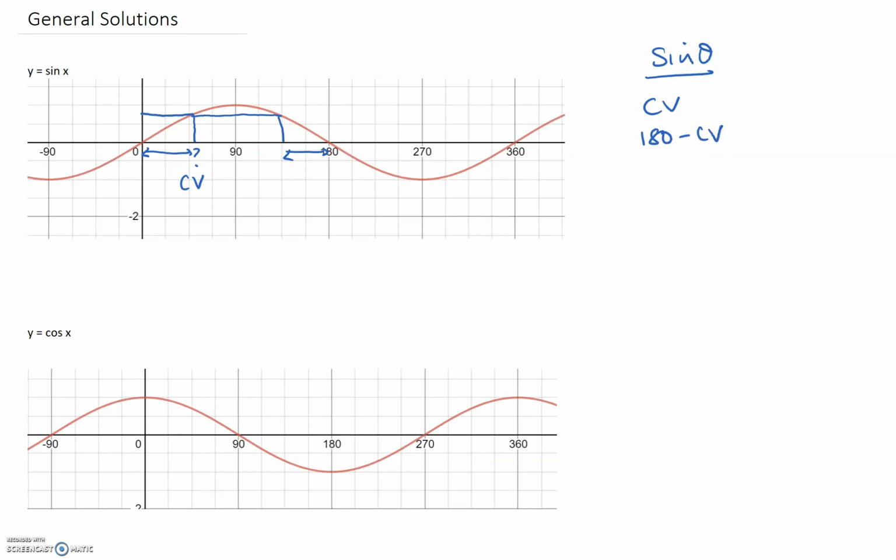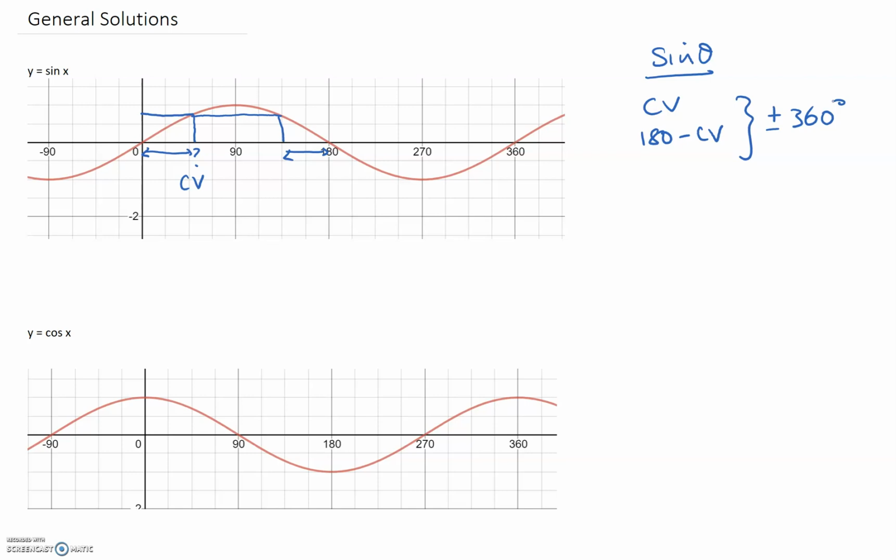But one important thing about all the trig curves, or at least the sine curve, is that it repeats every 360 degrees. So with both of these, I can add or subtract multiples of 360, and I'll get even more solutions. That totally depends on whatever the range is in the question.